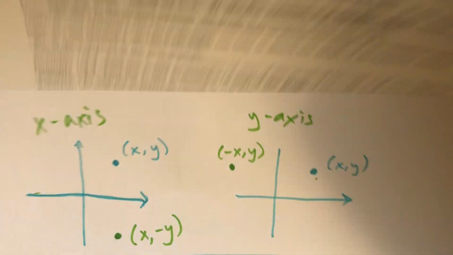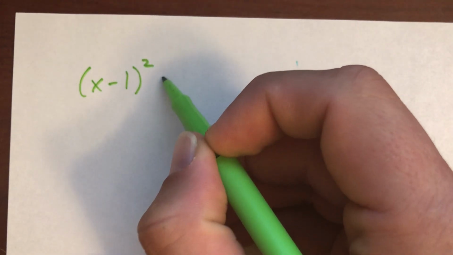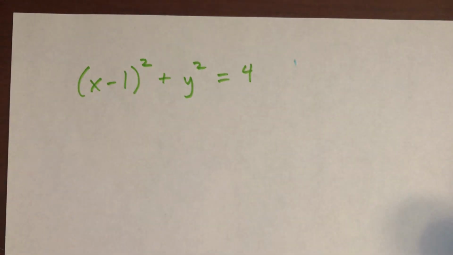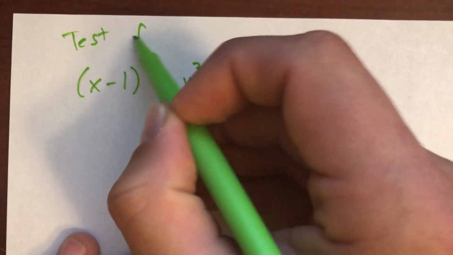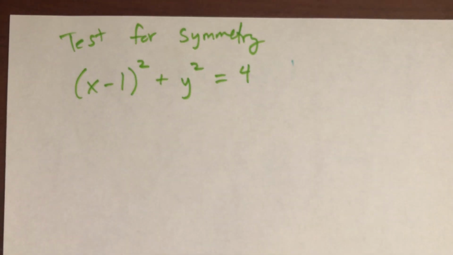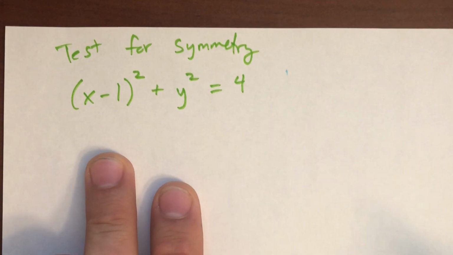So let's look at an actual example here. How about (x minus 1) squared plus y squared equals, I don't know, 4. So we want to test for symmetry. We may recognize this shape as a circle. We may not. Depends on our background and what we've done thus far. But we should be able to do this independent of whether or not we know what the picture looks like.